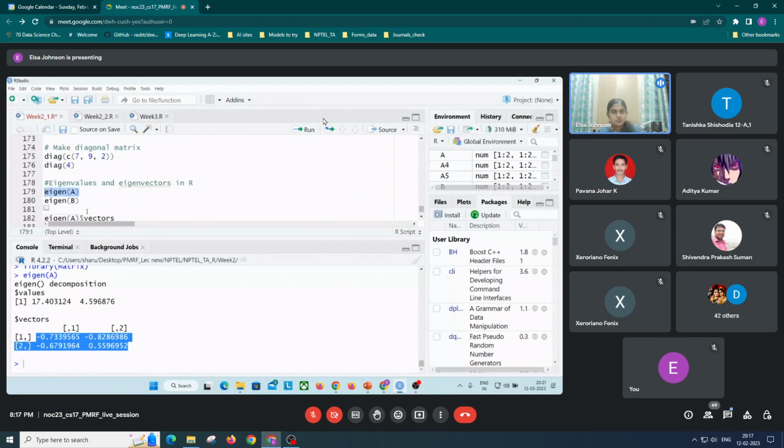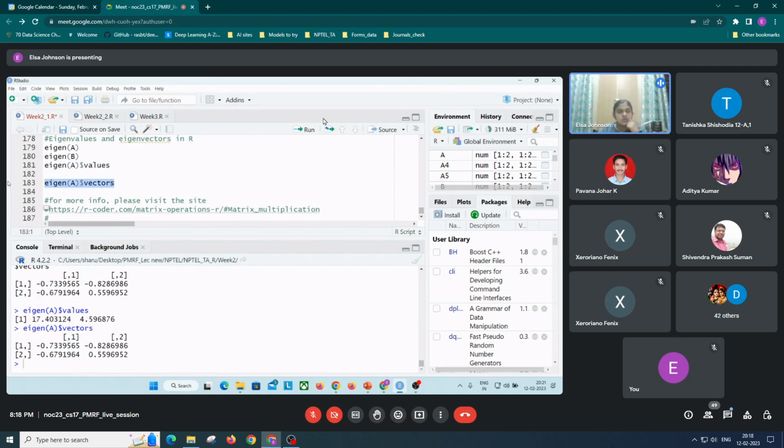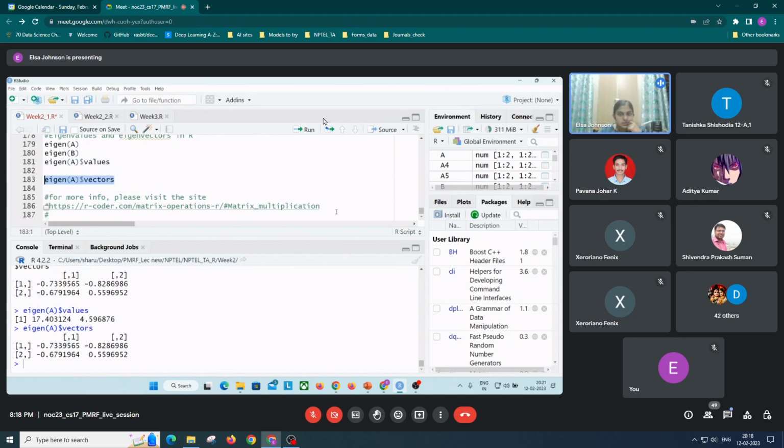Now if you want to see just the eigenvectors, then you type eigen of A, then put dollar and then values, and you will get just the values. If you put eigen A dollar vectors, you will get just the vectors. Okay, so I think you can just go to this. I have just put this one. There you can find more information on the different operations that you can do with R.